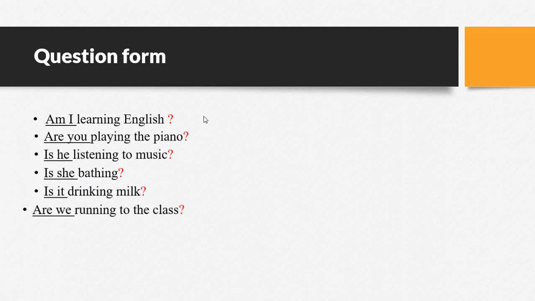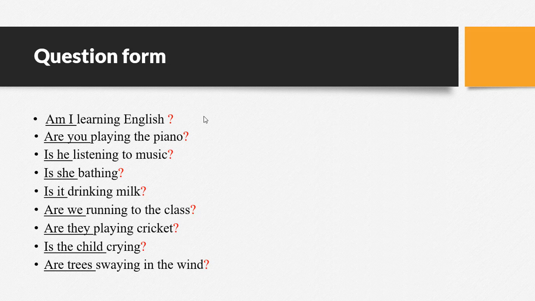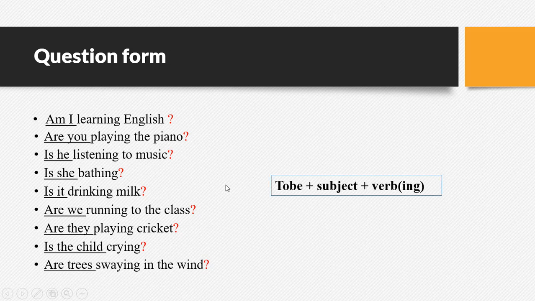Here, the same sentences have become questions. Have a look at them. Are you playing the piano? Is he listening to music? Is she bathing? Is it drinking milk? Are we running to the class? Are they playing cricket? Is the child crying? Are trees swaying in the wind? Here's the format. To be plus subject plus ing form of the verb. That is the end of the lesson.